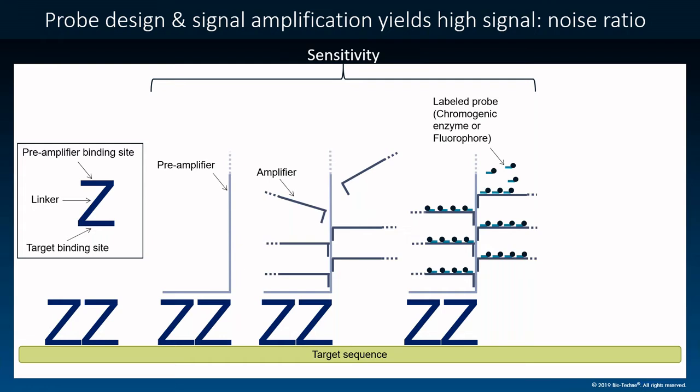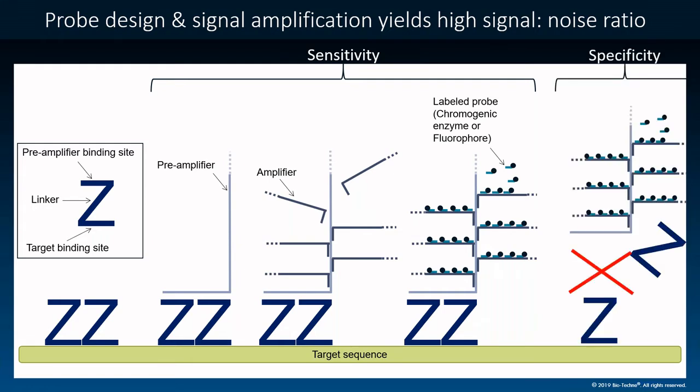So how do you achieve specificity with this assay? Background is eliminated because this signal is dependent on both of those Z's binding next to each other on the target sequence. So if both of these Z's do not bind, there won't be a preamplifier that will sit on it, and therefore you cannot form a stable hybridization, and this amplification tree won't be built.